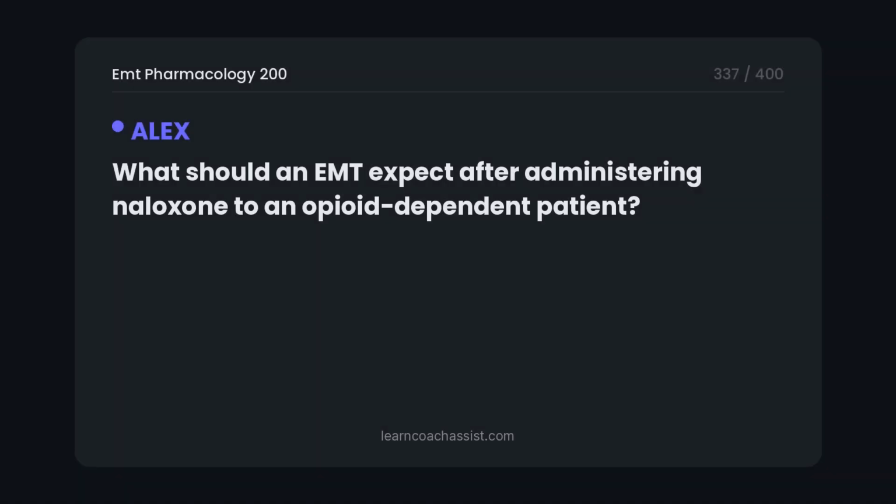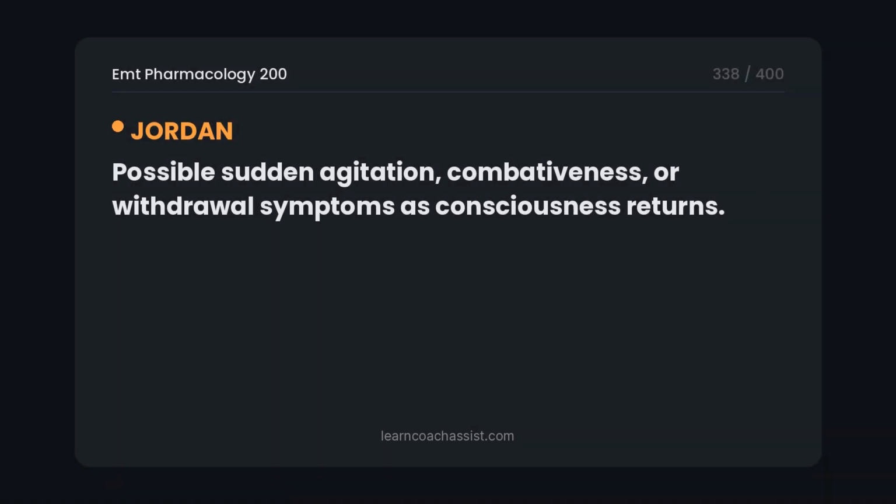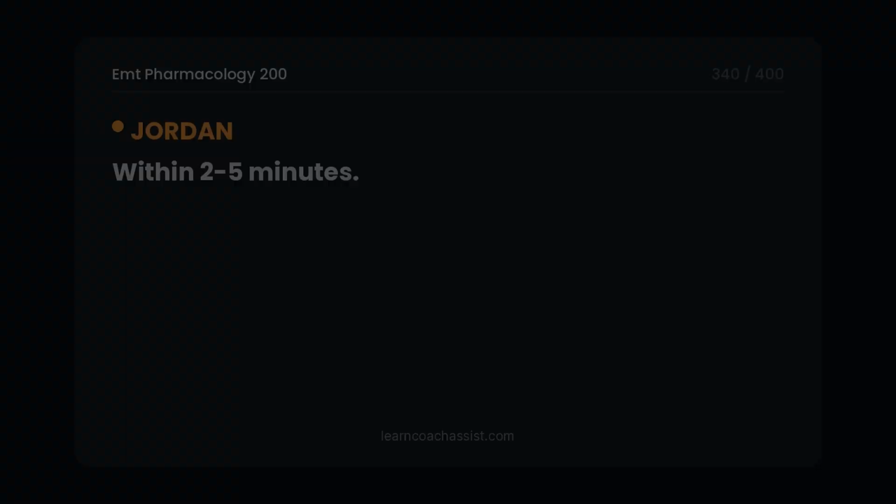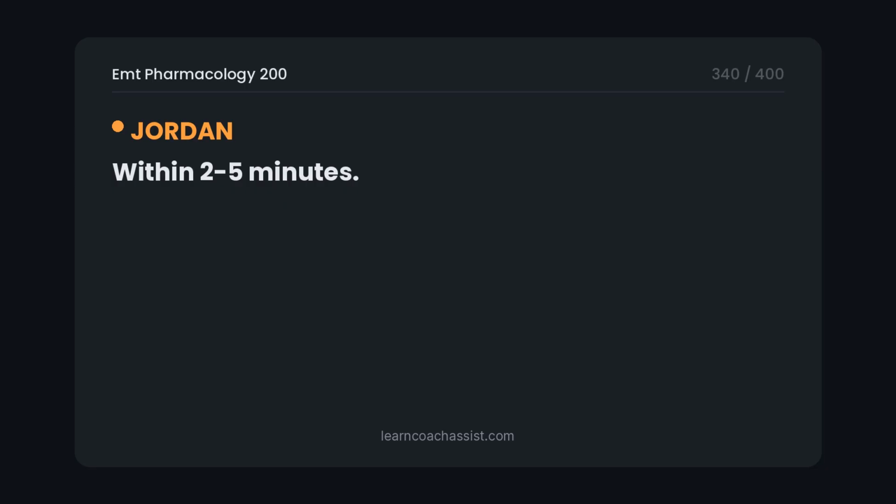What should an EMT expect after administering naloxone to an opioid-dependent patient? Possible sudden agitation, combativeness, or withdrawal symptoms as consciousness returns. How quickly does intranasal naloxone typically take effect? Within 2 to 5 minutes.